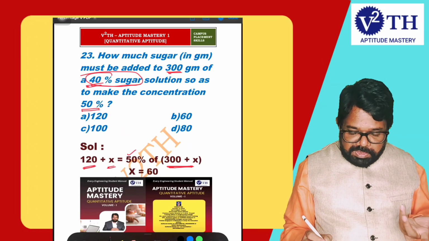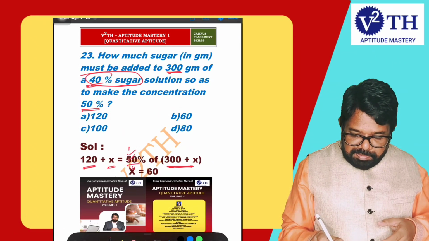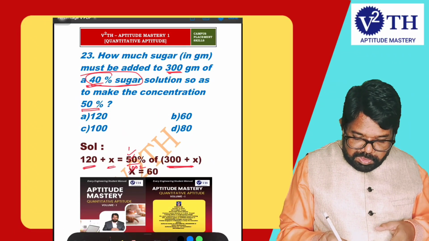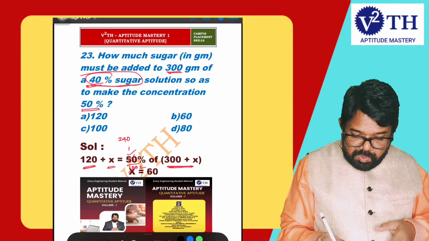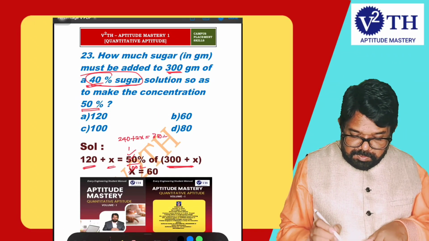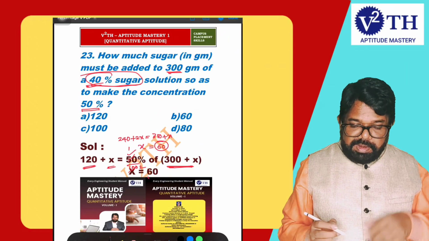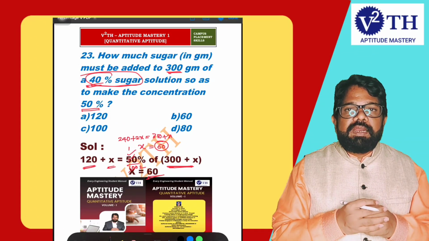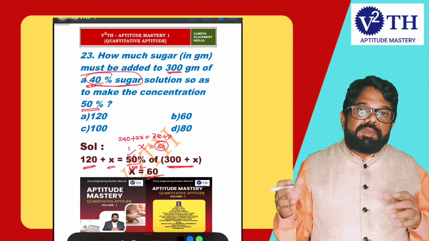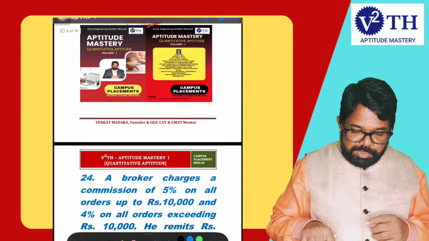By simplifying this, we get the answer. 50% means 50 by 100, which is 1 by 2, so 2 gets cancelled. By taking 2 to this side, 240 plus 2x is equal to 300 plus x. So x equals 60. How many grams of sugar is to be added? 60 grams of sugar is to be added. Take the rough paper and try to calculate. Now go for question number 24.